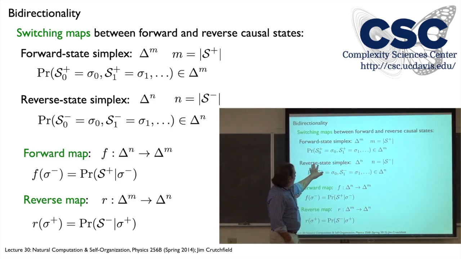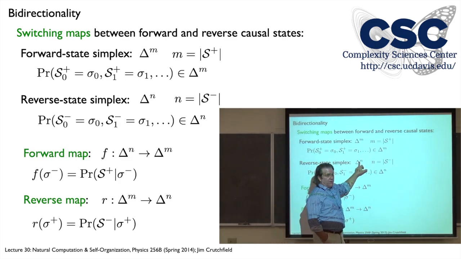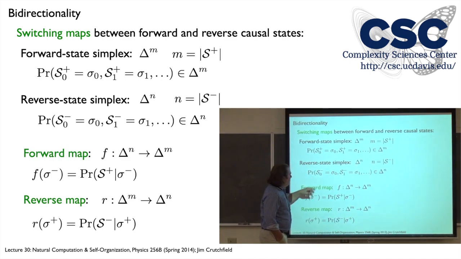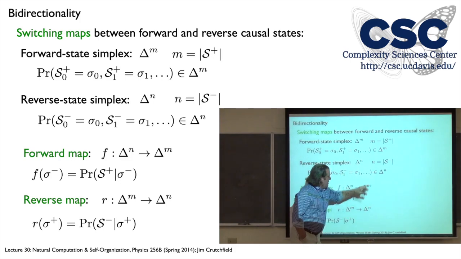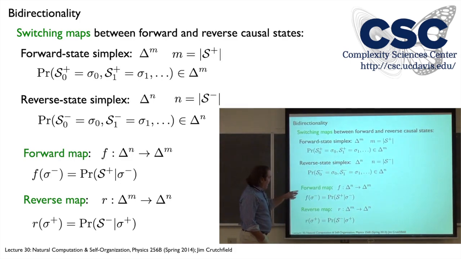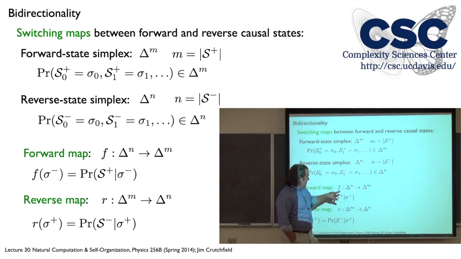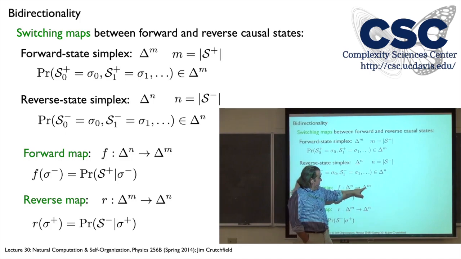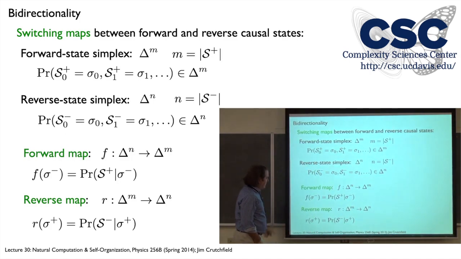Okay. Same thing for the reverse state simplex, although we could have a different number of causal states in the reverse machine. So this would be a different dimension simplex. Same thing, mixed states are just points in that simplex. And then we have this forward map. Given that I'm in some mixed state in the forward machine, what mixed state do I go to in the reverse machine? So that map is just this distribution, right?